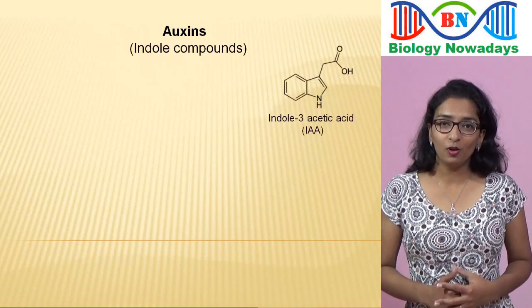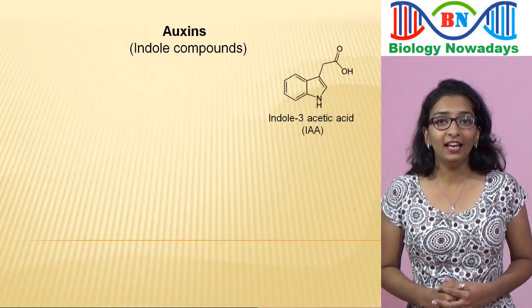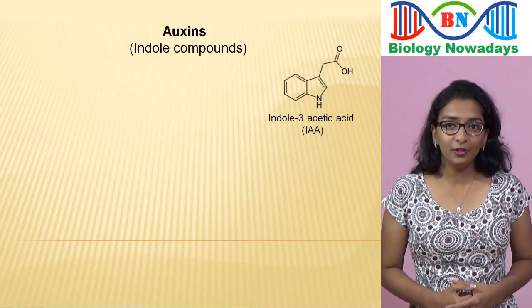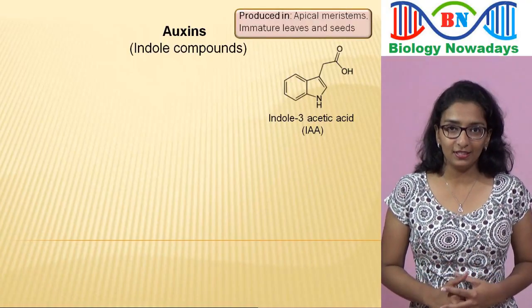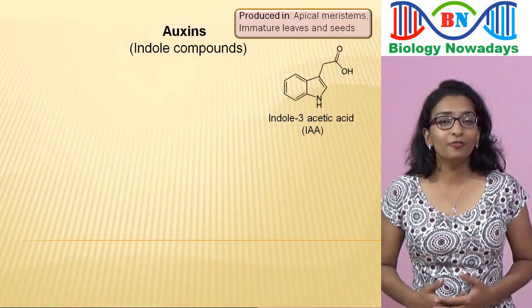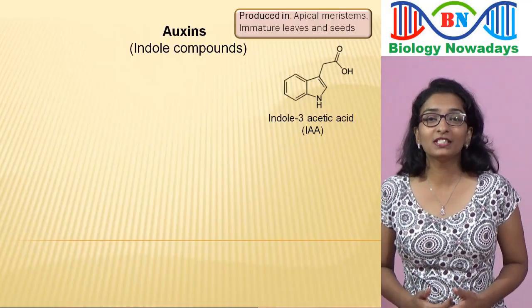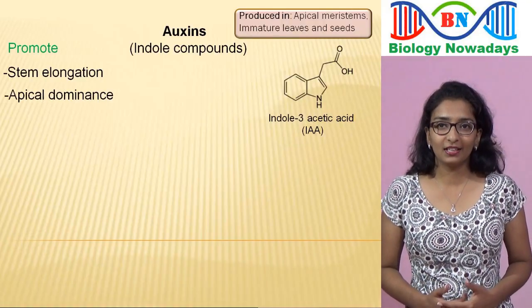They are indole compounds. Indole 3-acetic acid or IAA is the most common auxin. Auxins are produced in the shoot and root apical meristems or tips of a plant. They are also found in the immature leaves and seeds. Auxins promote stem elongation. They also promote apical dominance.